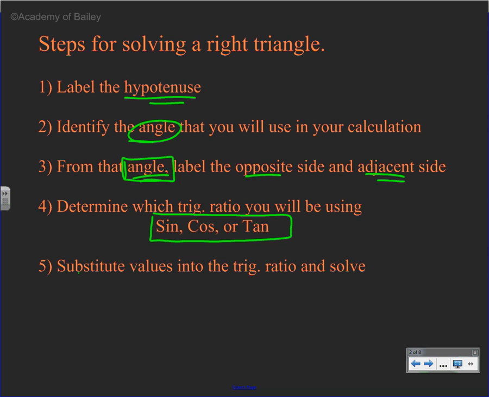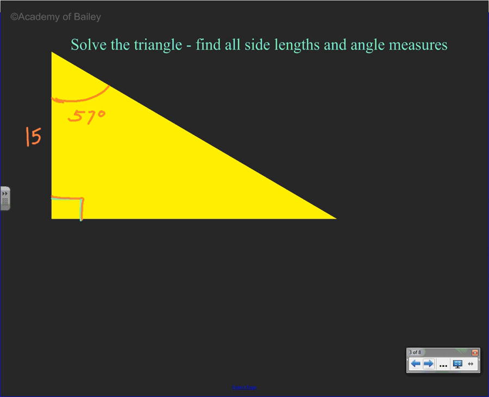And then now it's just substitute. You guys have been substituting since probably middle school. So substitute the values into the trig ratio and solve. And these are the 5 steps that we're going to be doing. So if you can follow those 5 steps, you should be okay there. Let's go ahead and get started.